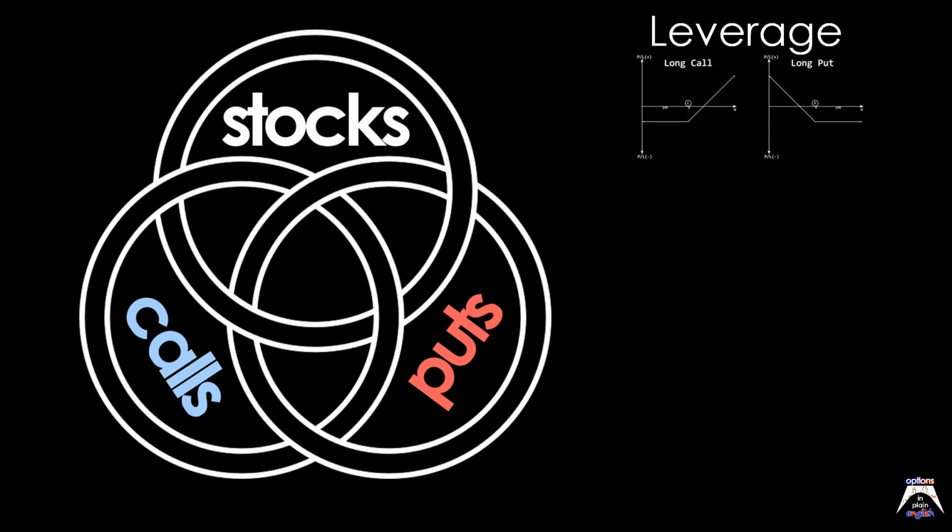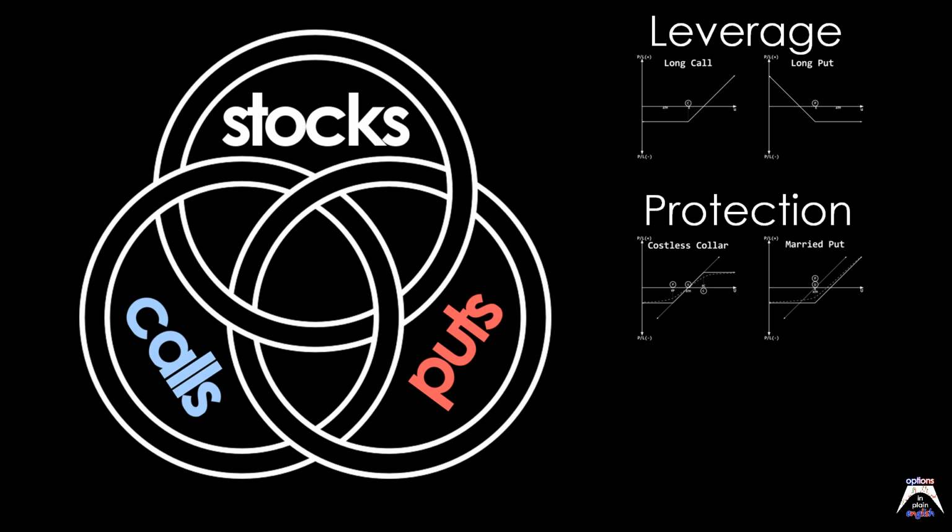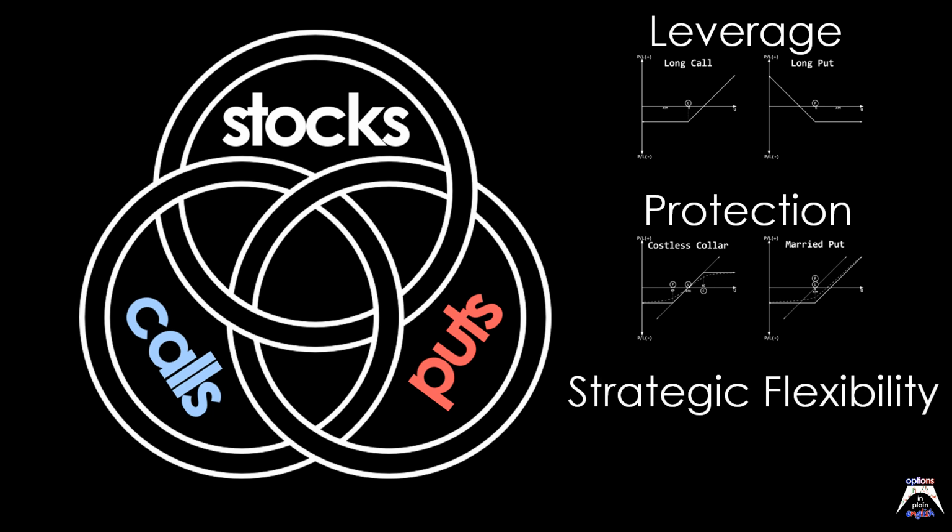You can also use them for protection of existing assets or positions, in some cases at no cost to you, such as in the case of costless collars, or ensuring a minimum value for your holdings through a protective put. Finally, perhaps the most powerful use of them all is as instruments providing strategic flexibility, allowing you, for example, to generate an income stream from existing positions in a covered call, or to profit when a stock stays inside a price range with an iron condor, among many other possibilities.